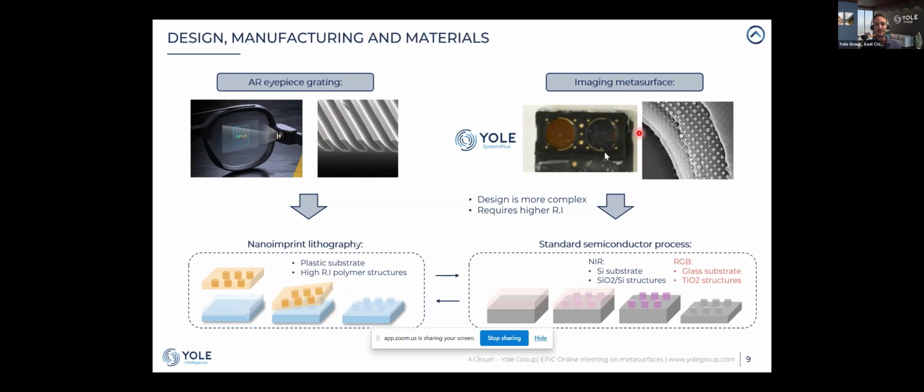For the imaging side, the design is much more complex. The refractive index needs to be higher. So currently, what has been spotted in our teardown is mostly using a standard semiconductor process, silicon and silicon dioxide. This is suitable for the near-infrared wavelengths, but if we want to move to the RGB domain, the visible one, we'll probably need to find new solutions based on glass substrates and titanium dioxide, for example, with additional challenges also linked to the process engineering.